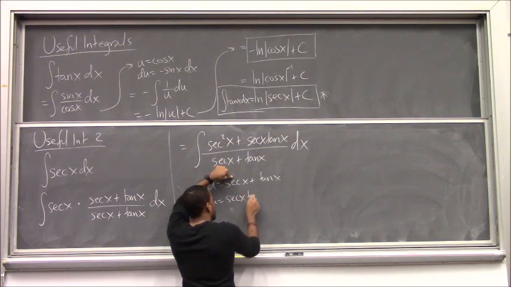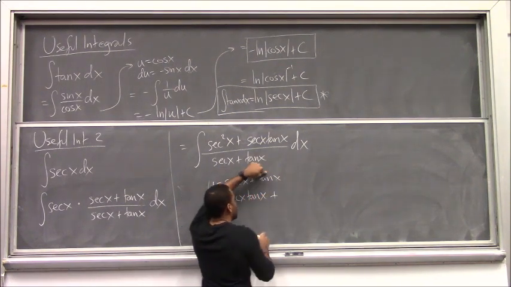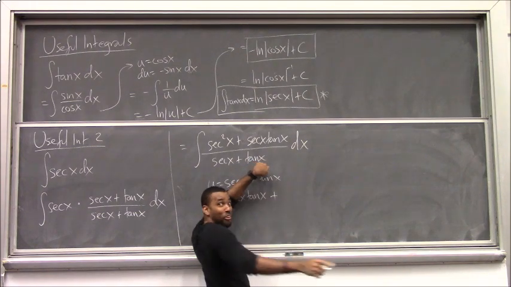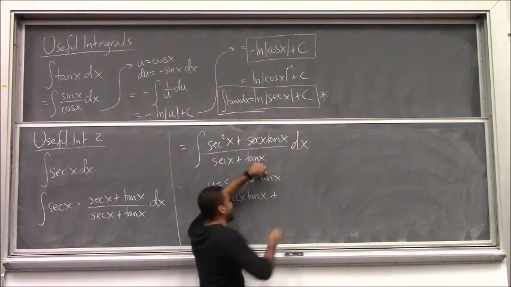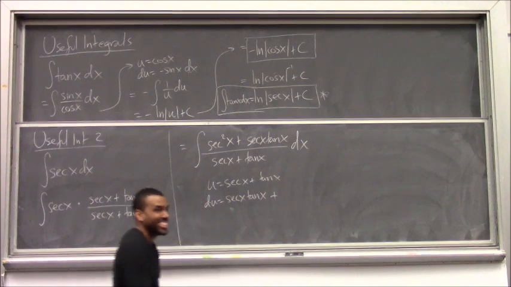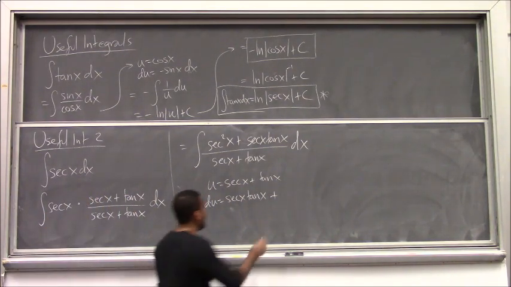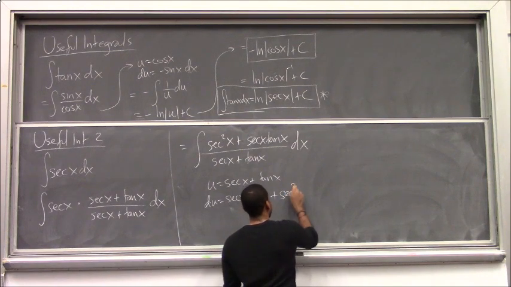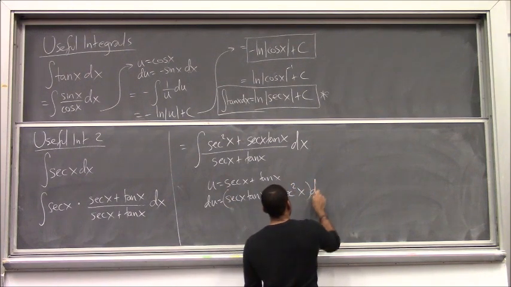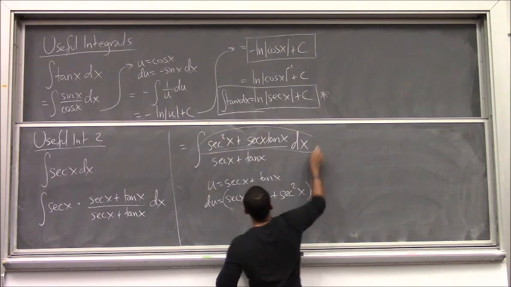Secant x tangent x is the derivative of secant. Derivative of tangent. Like, oh, he's like, oh, like out of nowhere. It's like he hit a 3-pointer from half court. Like, where did that come from? That's the numerator.